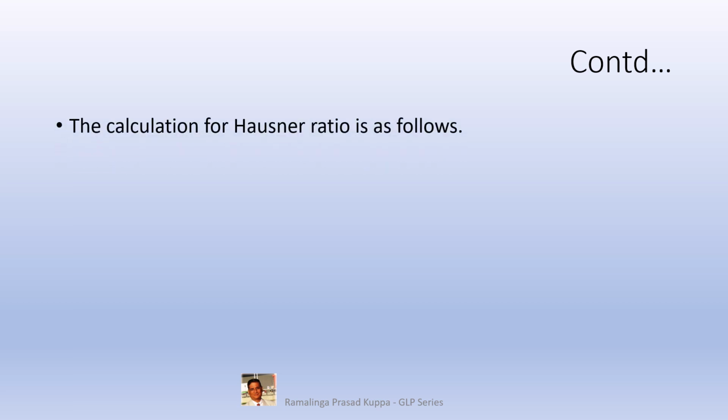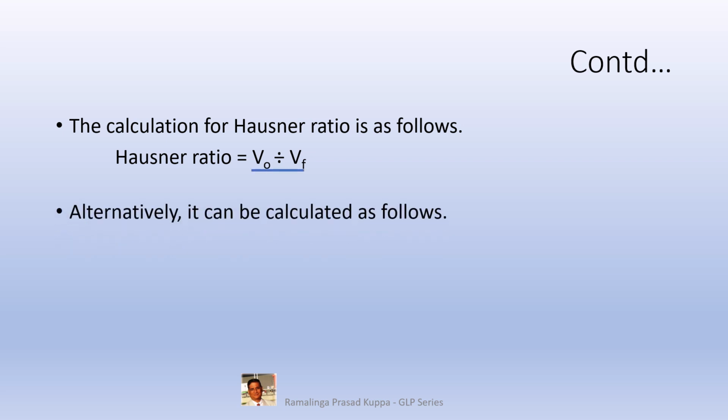The calculation for Hausner ratio is as follows. Hausner ratio is equal to V0 divided by Vf. Alternatively, it can be calculated as follows. Hausner ratio is equal to D tapped divided by D untapped. Hausner ratio is calculated using these formulas when the bulk volume and tapped volume, or bulk density and tap density values are known.